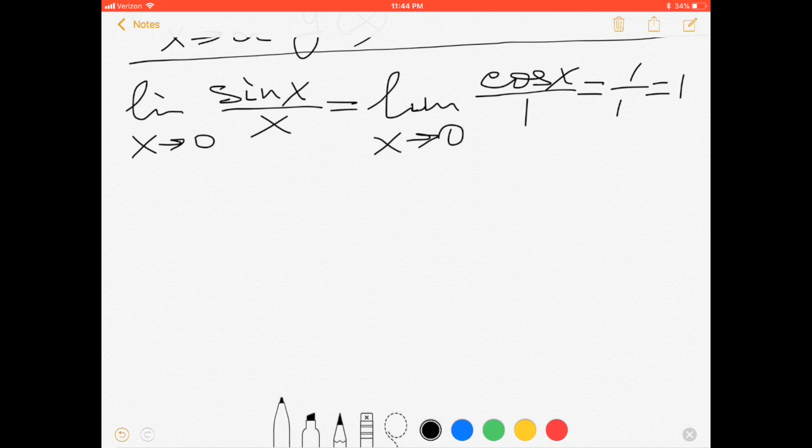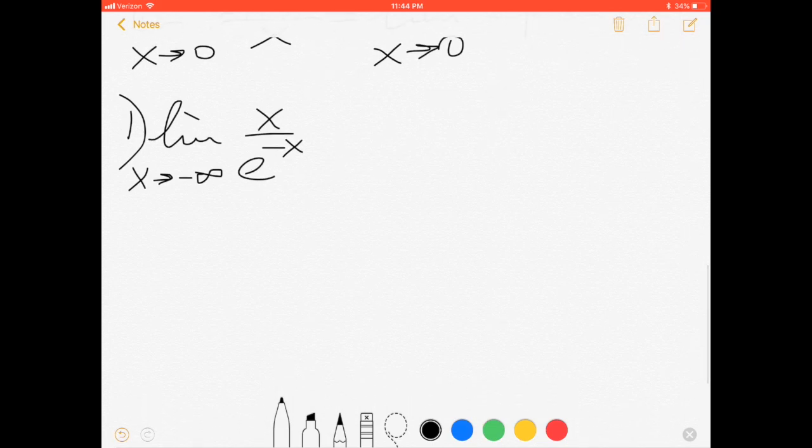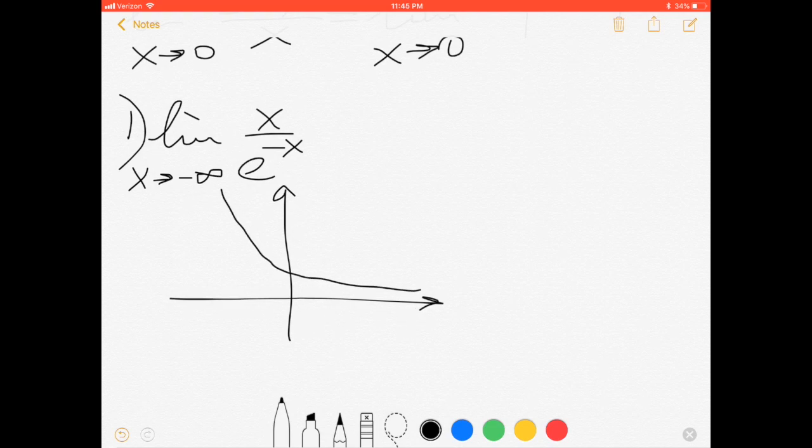Okay, doing some examples. For example, number 1, you have the limit of x over e to the minus x, where x approaches negative infinity. For checking this limit, first we need to remember what happens with the exponential function. Let's go. I have the exponential function e to the minus x. It will be something like this. y equals e to the minus x. If x approaches negative infinity, your graph approaches infinity.